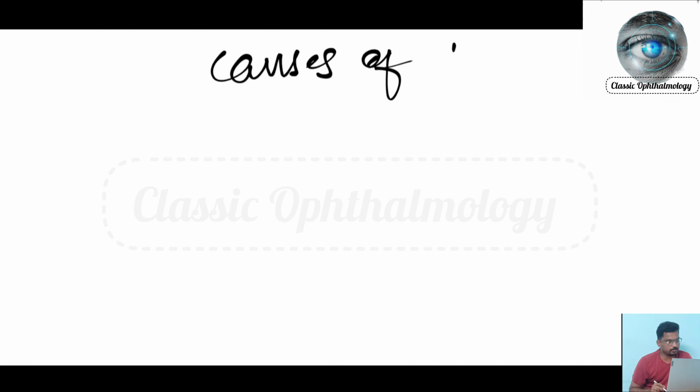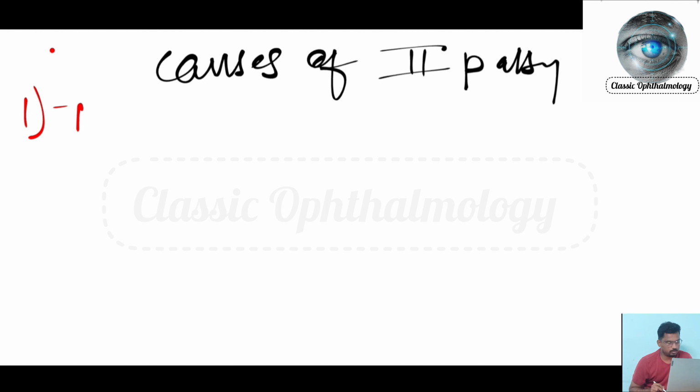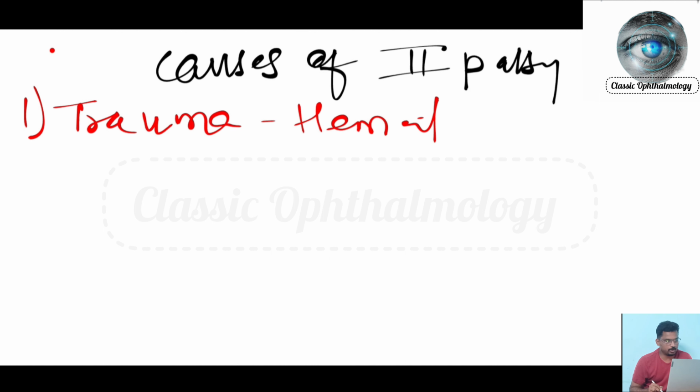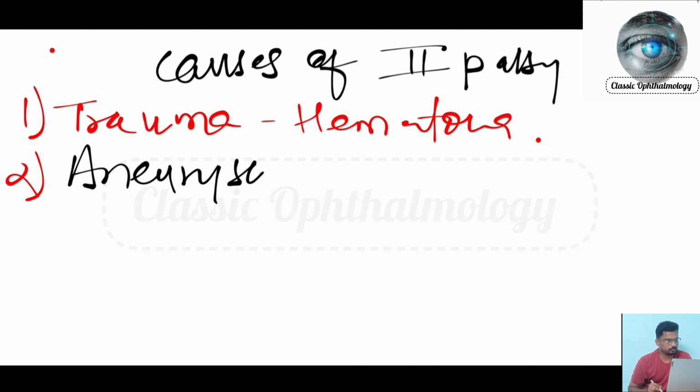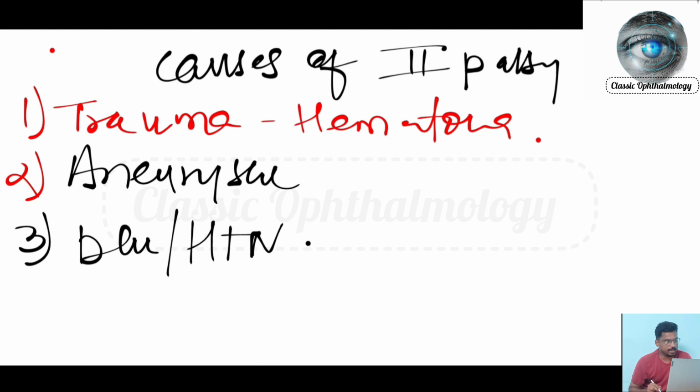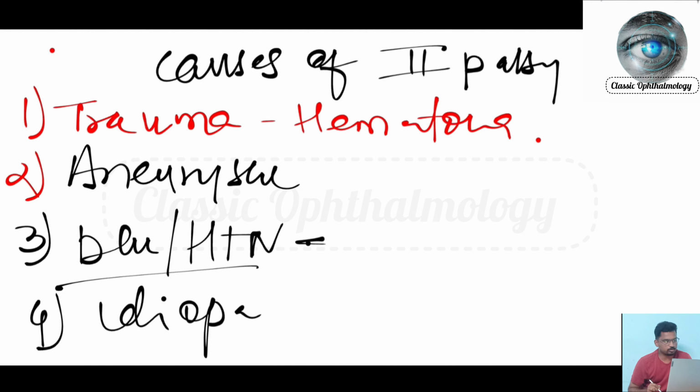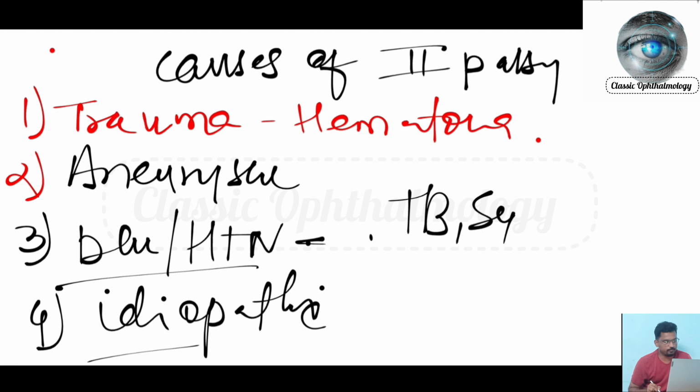Now the causes of third nerve palsy, there can be multiple causes. The most common are trauma, like hematoma, hemorrhage. The second are aneurysm, diabetes mellitus, hypertension, microangiopathies. And last but very important, most of the cases may be idiopathic. The cause cannot be identified in certain cases. Tuberculosis, syphilis, inflammatory diseases, or infiltrative diseases may also cause third nerve palsy.